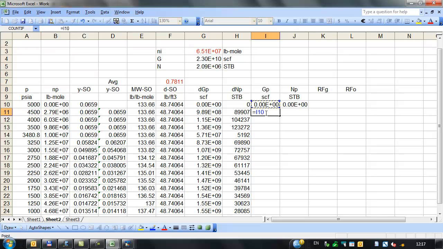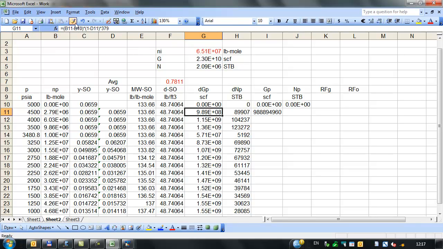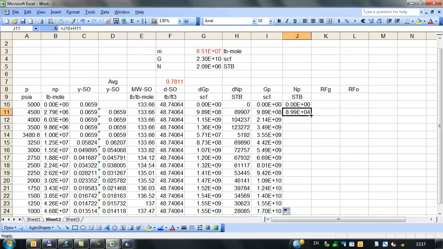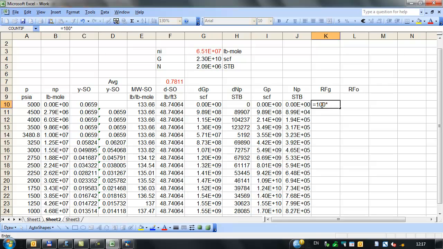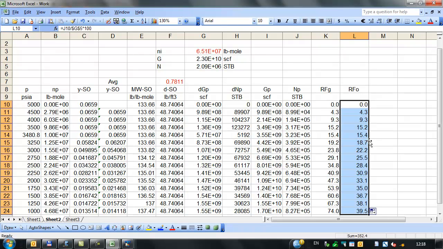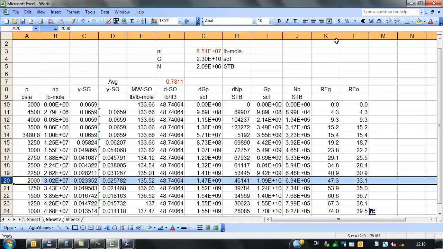And we take the previous plus the incremental. And then we take that and we use this. And we got 47% recovery of gas and 33% recovery of oil.